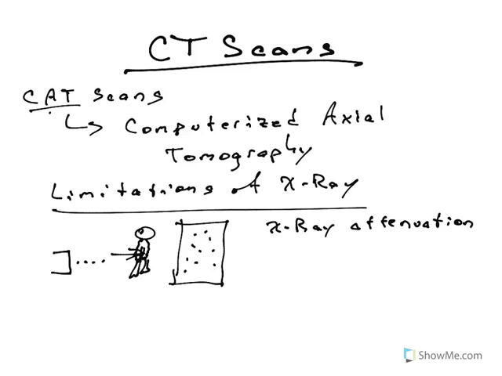The problem is that X-ray film, which is what X-rays are imprinted on, doesn't do a very good job of showing the difference between different attenuations.